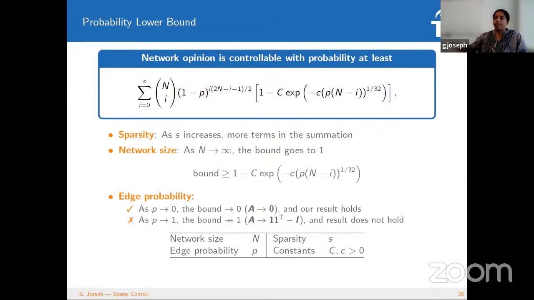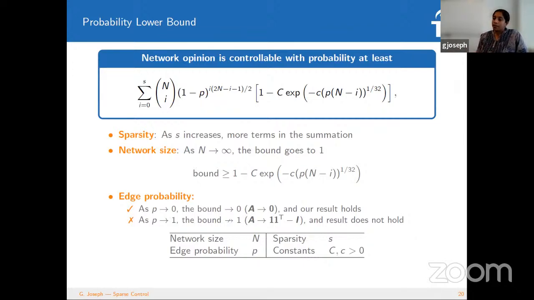So if n goes to infinity, you can see that we have a term like e to the power of something in terms of n. As n goes to infinity, that e power term goes to 0, and the bound is greater than or equal to 1. But we know that the probability is always bounded by 1. So as n goes to infinity, the bound also goes to 1. In other words, if the network size is very large, the system is always controllable, no matter what your sparsity or your p is. As long as sparsity s is greater than 0, this holds.